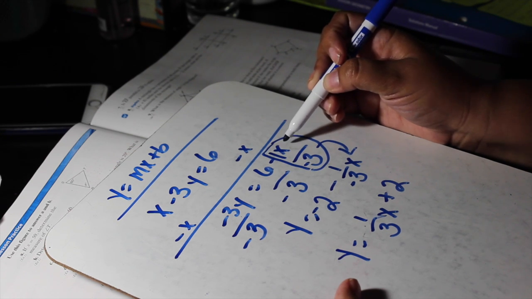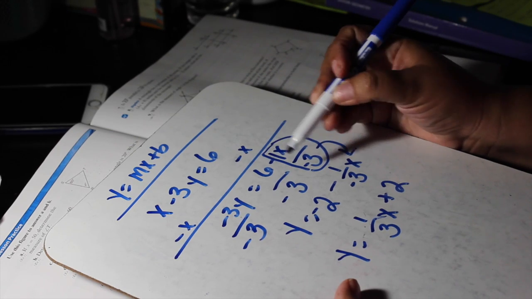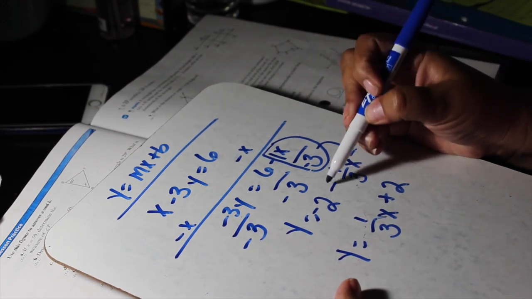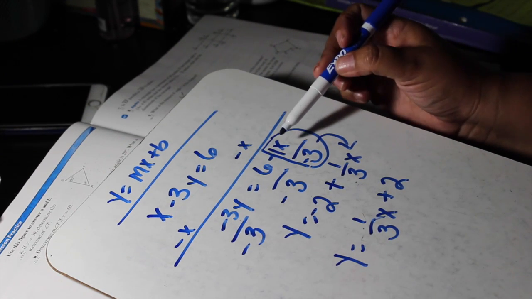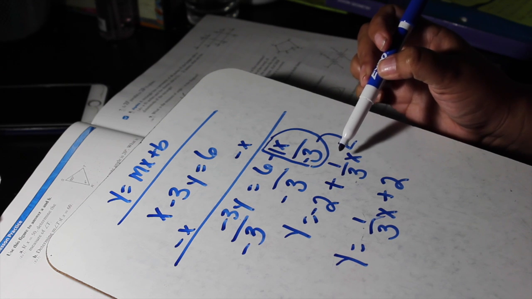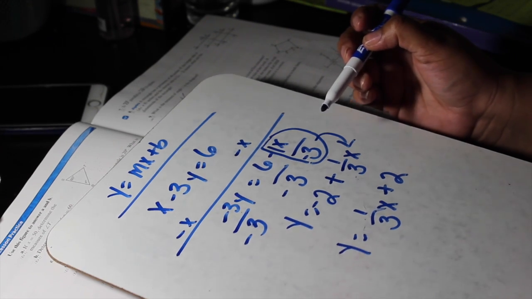It was a -x over here. We brought in a -3, making this over here a positive. So we are going to change that to a positive. So -x over -3 would make it a positive x over 3, which is the same as a positive 1/3 x. Sorry for that confusion.